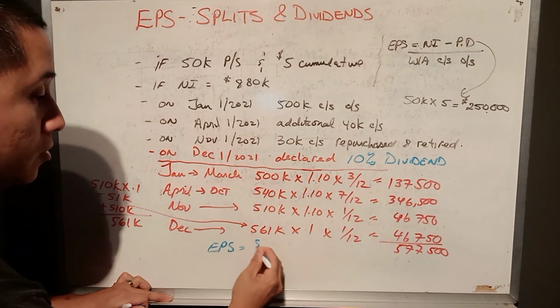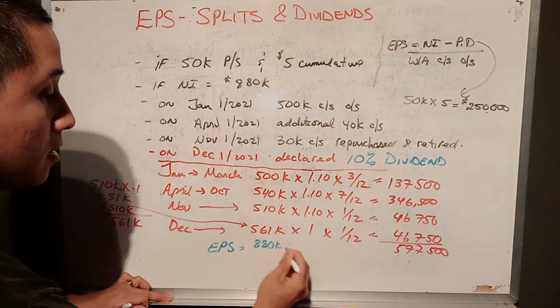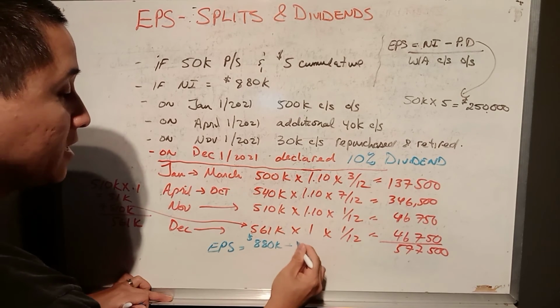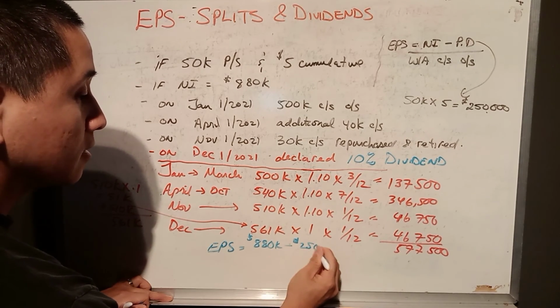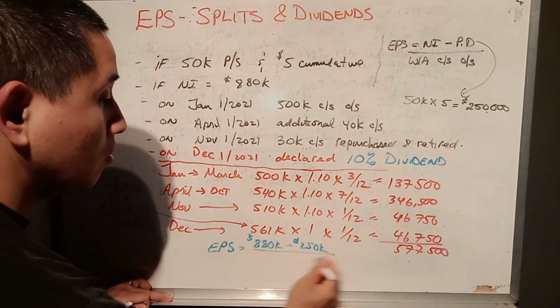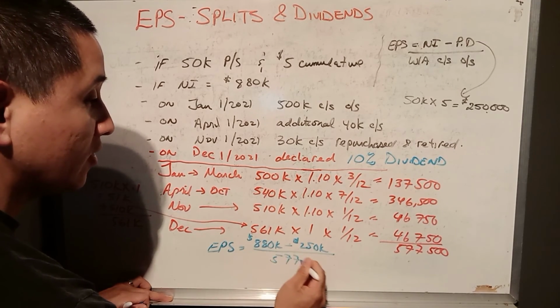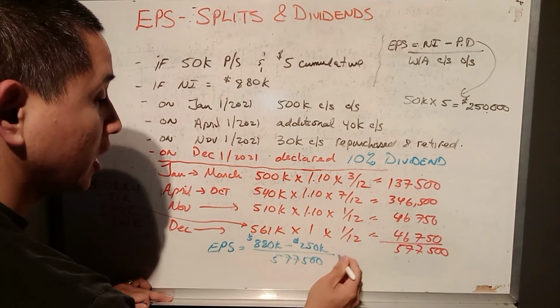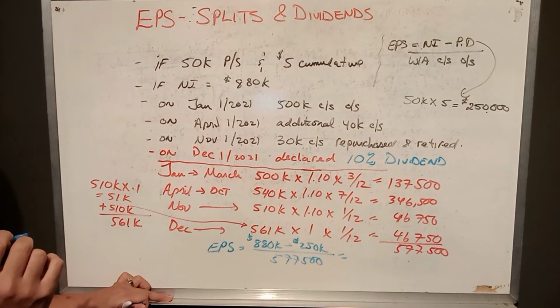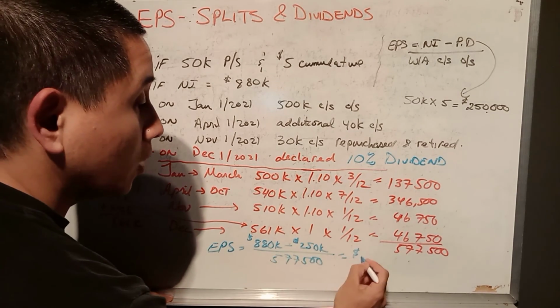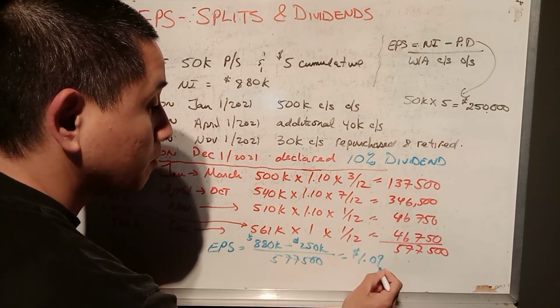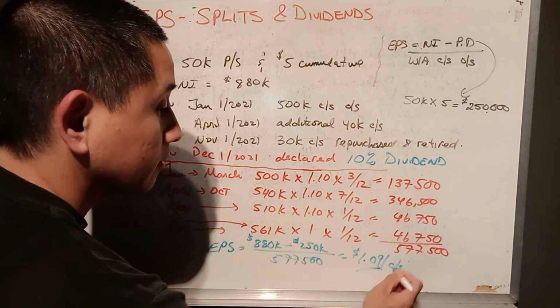So if we wanted to look at the impact of that on earnings per share, it would then equal $880,000 minus the preferred dividends of $250,000, all over 577,500 shares. So what that would give us would be $1.09 per common share.